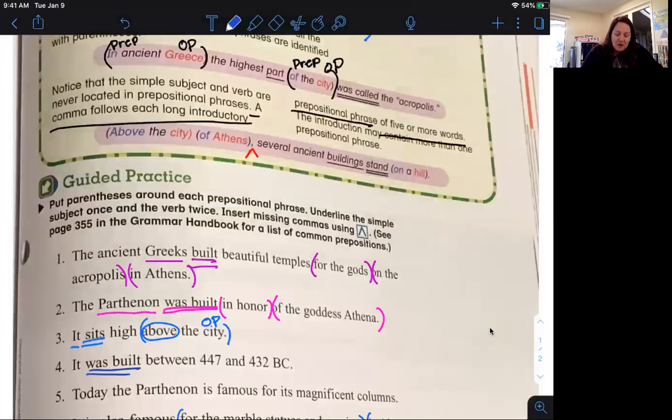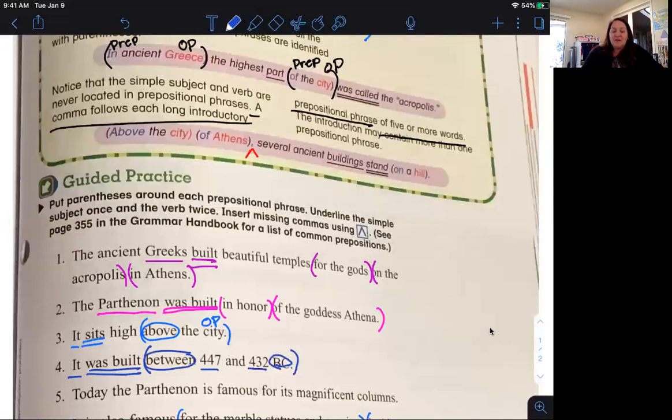Was built. Who or what was built? It was built. It's okay if it's a pronoun. Pronouns can be subjects, right? Prepositional phrase: between 447 and 432 BC. This is a prepositional phrase that has a compound object of the preposition. Between is your preposition. 447 and 432 BC is your object of your preposition.